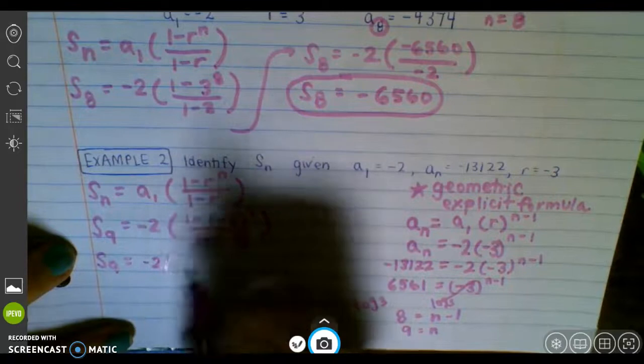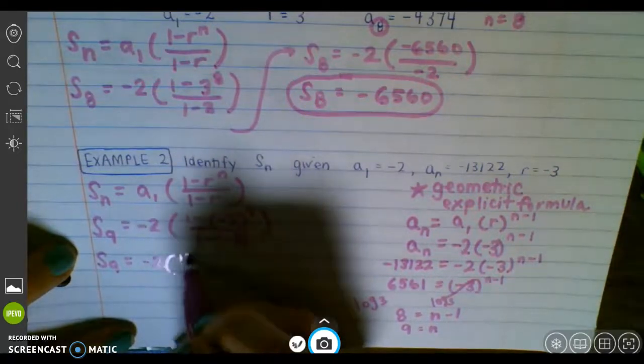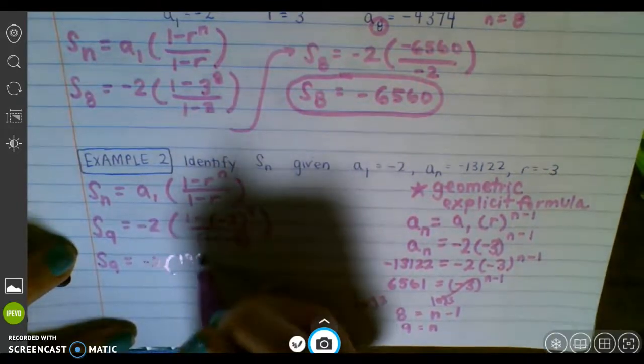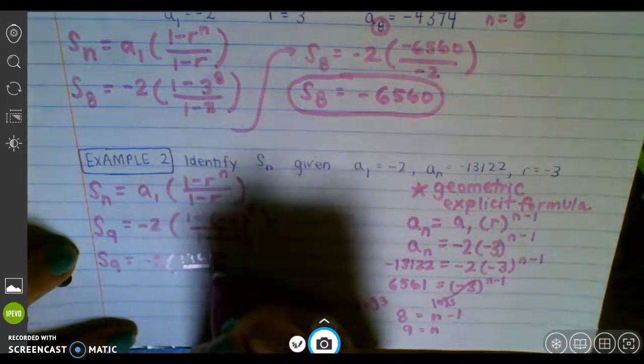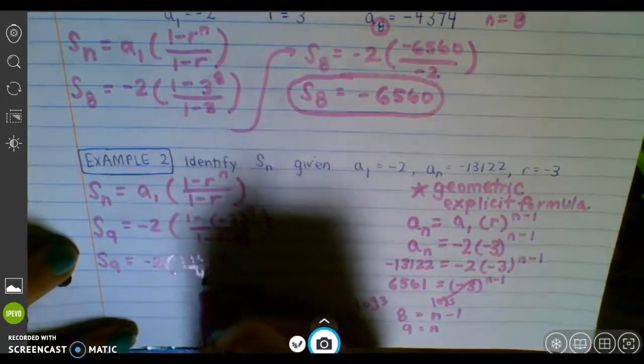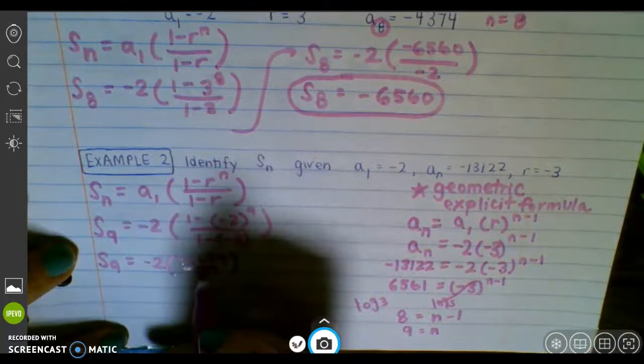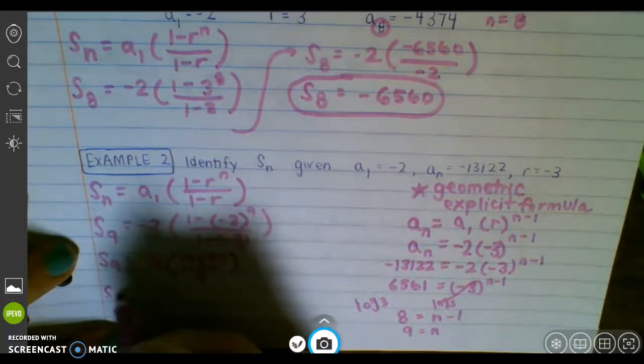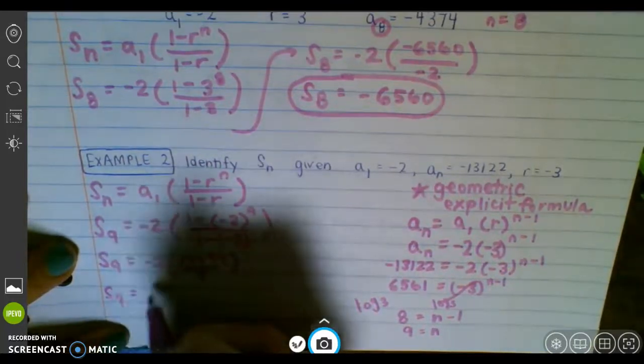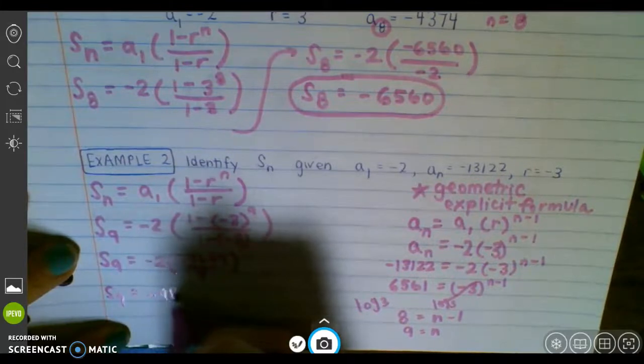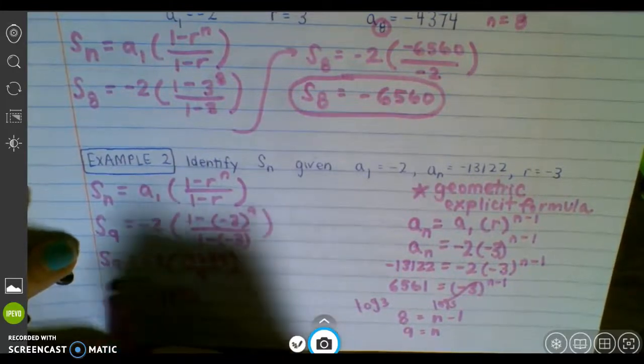And then I'll simplify to find the geometric finite series, and I get S sub 9 equals negative 2 times, simplifying the numerator, I get 19,684 over 1 minus negative 3, which is 4. And then when I divide these two and multiply by negative 2, I get negative 9,842. That's the geometric series.